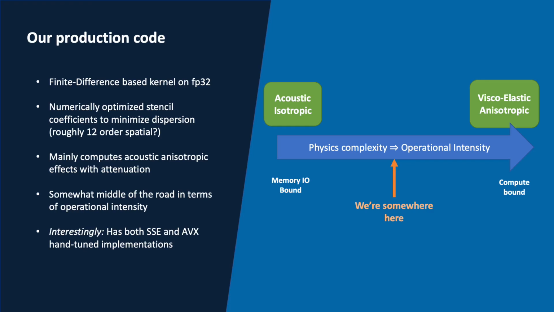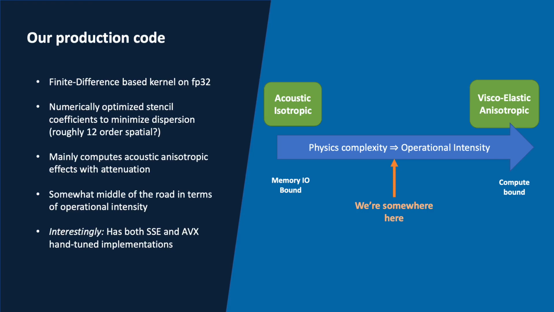And of course, that's chosen as a trade-off from what we need to actually accurately simulate in physics. Sometimes we need more complicated physics, so our code will have to change a bit. But most of the time, we're halfway in this regime. Physical complexity often maps to operational intensity when you're doing physical simulations. So in our case, we're mostly sitting somewhere in the middle in terms of operational intensity. We're neither too memory bound nor too compute bound.